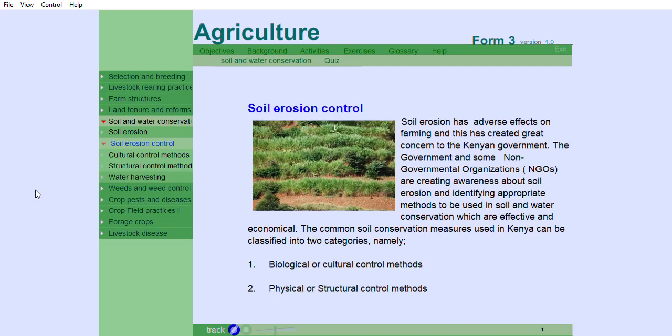Soil erosion control. Soil erosion has adverse effects on farming, and this has created great concern to the Kenyan government. The government and some non-governmental organizations, NGOs, are creating awareness about soil erosion and identifying appropriate methods to be used in soil and water conservation which are effective and economical. The common soil conservation measures used in Kenya can be classified into two categories, namely biological or cultural control methods and physical or structural control methods.